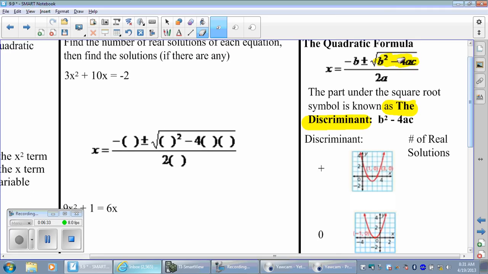Let's look at this. If you're taking the square root of a positive number, how many answers are you going to get to that? Well, for instance, the square root of 4. How many answers are there to the square root of 4? Well, 2 is the square root of 4, but negative 2 is also a square root of 4. So what you need to know is that when the value of the discriminant is positive, that really tells you you're going to have 2 real solutions.